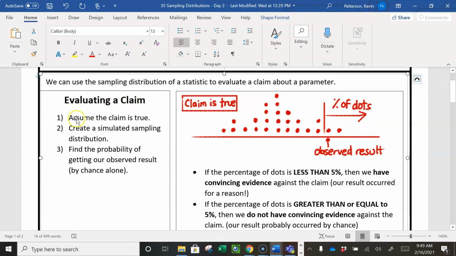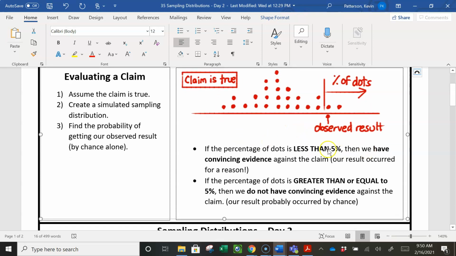So when we evaluate a claim, the first thing you always want to do is assume that the claim is true. Okay, then we want to create a simulated sampling distribution, which is what we did by taking all of those random samples of size 5. Then find the probability of getting our observed result by chance alone, which in this case we were using that KO score of 68 as our observed result. Okay, so for example, we look at the graph, we take the observed result or more extreme, could be greater. In our example, it was less than. And we see how often does that happen by chance by taking, for example, here 2 dots divided by the total number of dots.